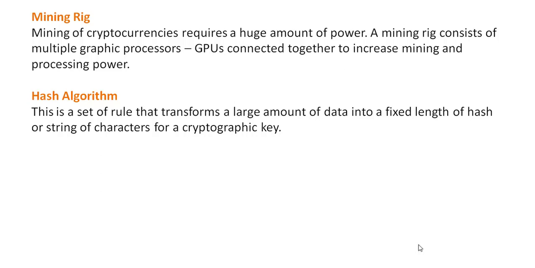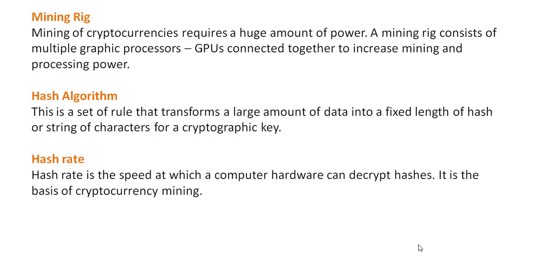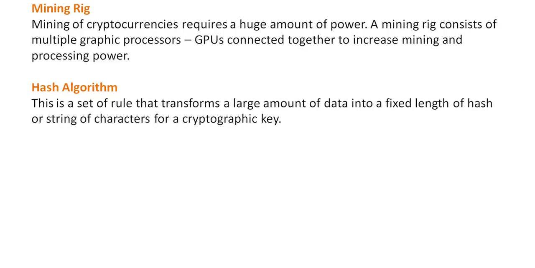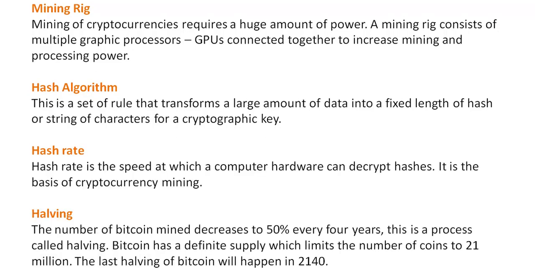Then we have hash rate. Hash rate is the speed at which computer hardware can decrypt hashes. It is the basics of cryptocurrency mining. So we have halving. The number of Bitcoin mined decreases by 50% every 4 years. This is a process called halving. Bitcoin has a definite supply which limits the number of coins to 21 million.